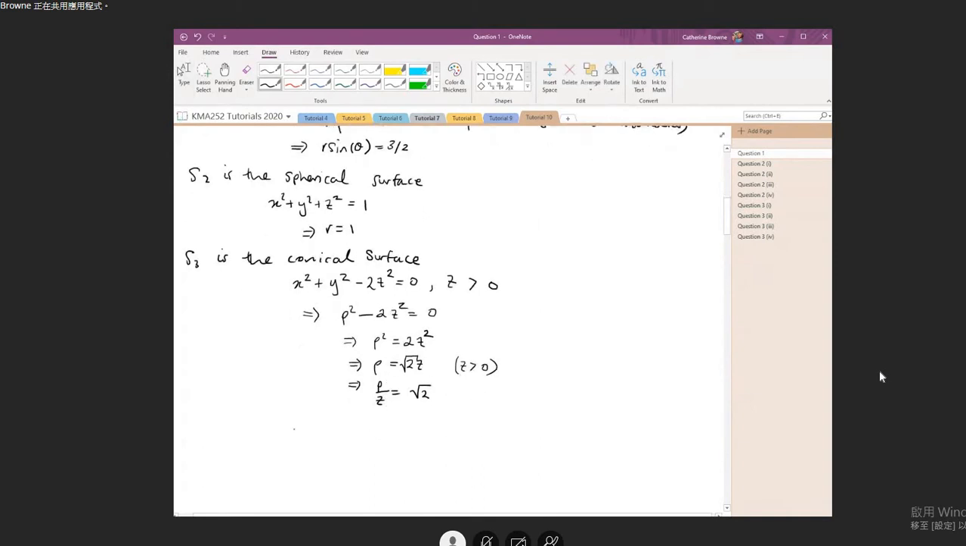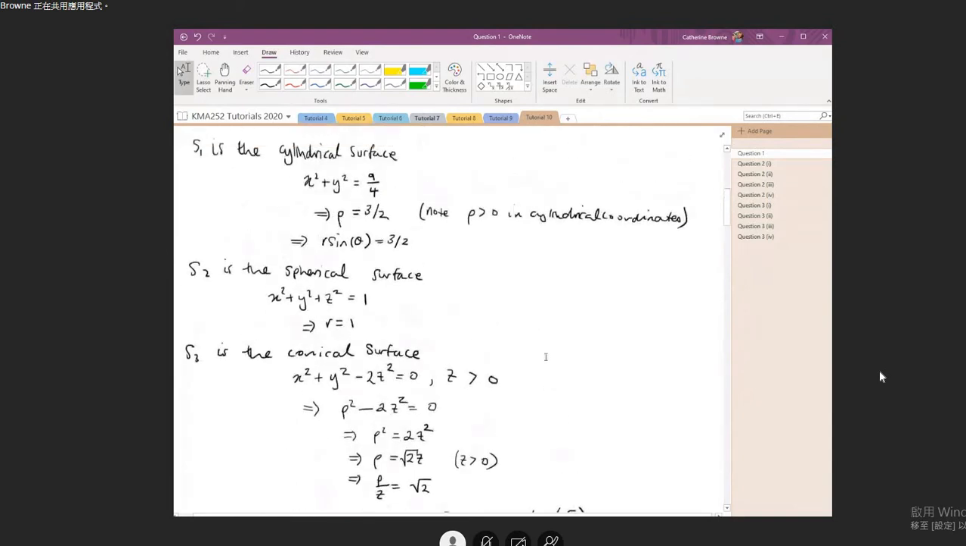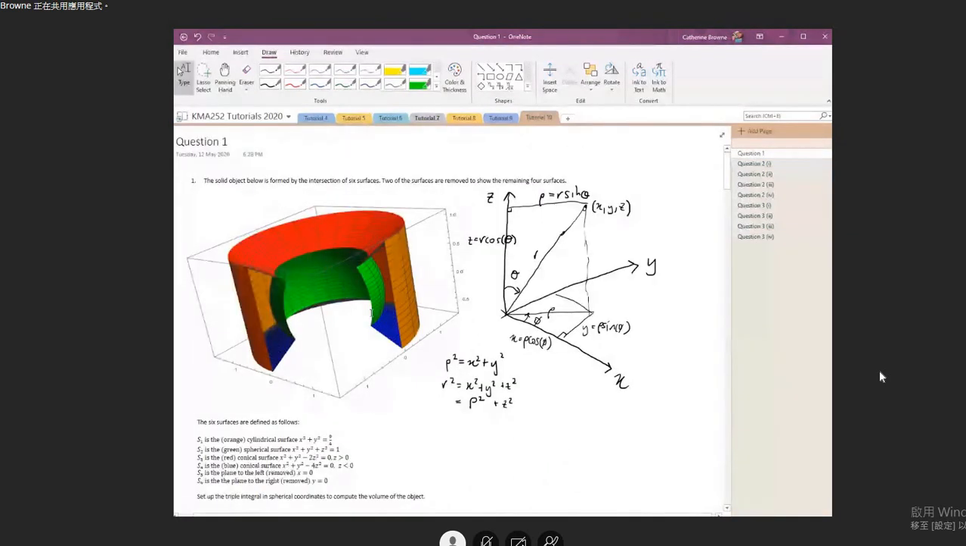And then in spherical coordinates, this implies that tan theta is equal to rho on z, which is equal in our case to root 2, so we get theta is equal to arctan root 2. And then we've got another conical surface that we're going to look at in a similar way.